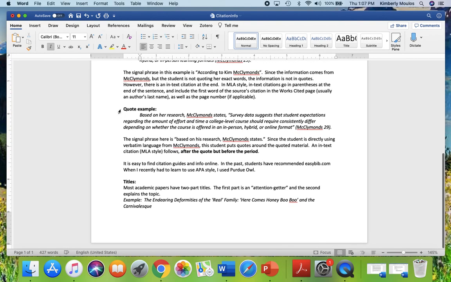Okay, so the quote example. Based on her research, McClimans states, and then this is a quotation mark, and this is the quote that's coming from the source verbatim, word for word. So it goes between quotes. Survey data suggests that student expectations regarding the amount of effort and time a college-level course should require consistently differ depending on whether the course is offered in an in-person, hybrid, or online format. And then you have the citation.